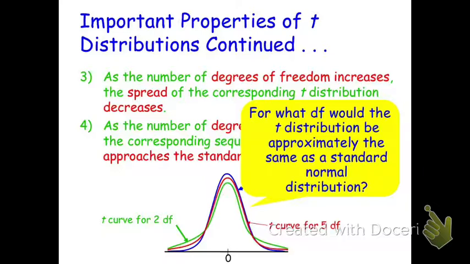So when would it be the same as the standard normal? I just said that: 29 degrees of freedom, sample size of 30.